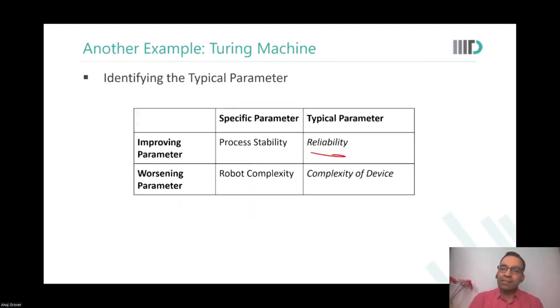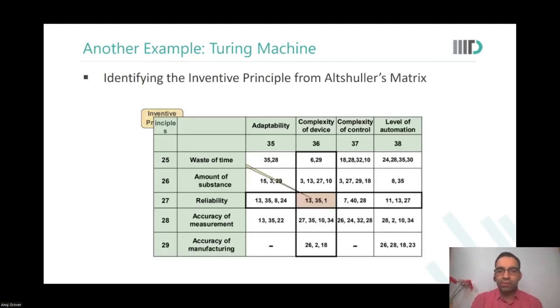Process stability, they say, use the term reliability. Complexity, in that particular table, we will look for complexity of the device. You go to the table, row number 27 talks about reliability, 36 talks about complexity. The inventive principles that are written there are 13, 35, and 1.